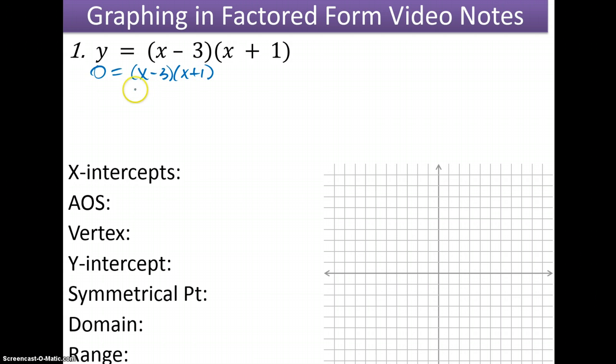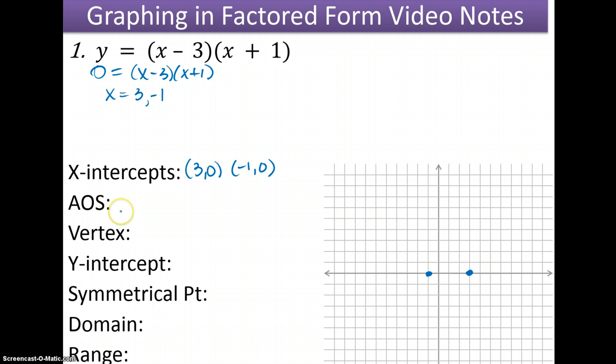When I do that, I get x equals 3 and -1. Now what I want you to do is write these x-intercepts as ordered pairs, because it's not an ordered pair 3, -1. It is the ordered pairs (3, 0) and (-1, 0). So when I put these on the graph, they are two separate ordered pairs and are right here.